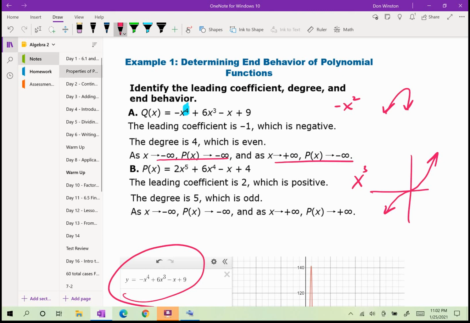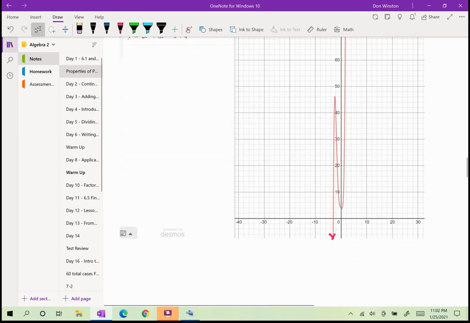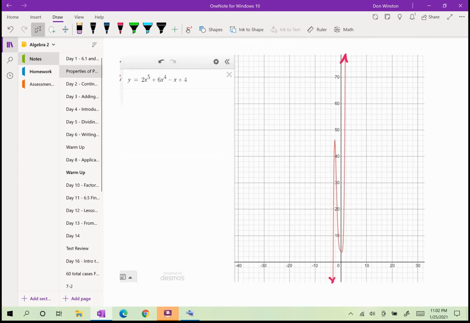So that means as x goes to positive infinity, y is going to go to positive infinity. As x goes to negative infinity, y is going to go to negative infinity. Rises on the right, falls on the left. And here's this graph right there: 2x to the fifth plus 6x to the fourth minus x plus 4. As x increases, as x goes to positive infinity, y goes to positive infinity. As x gets more and more negative, y gets more and more negative.